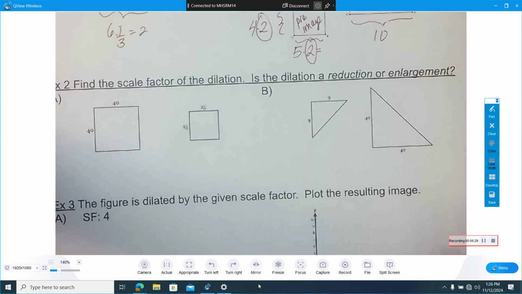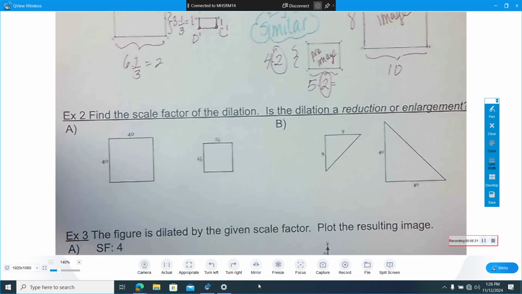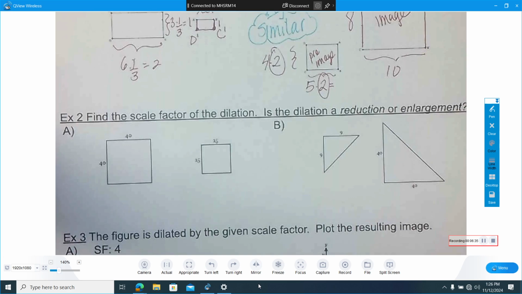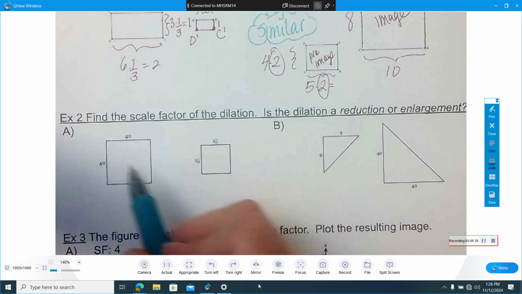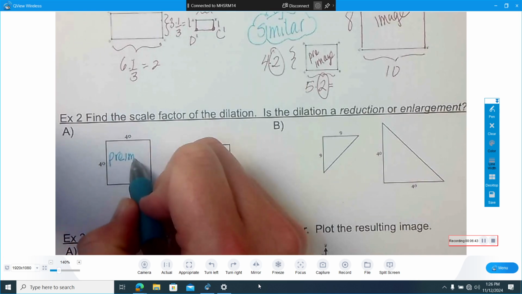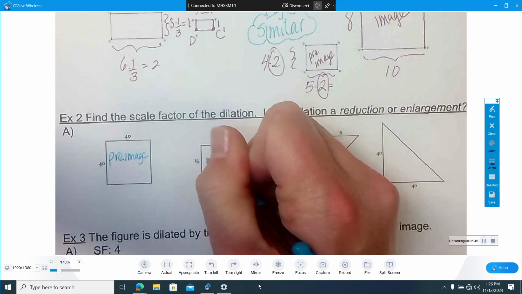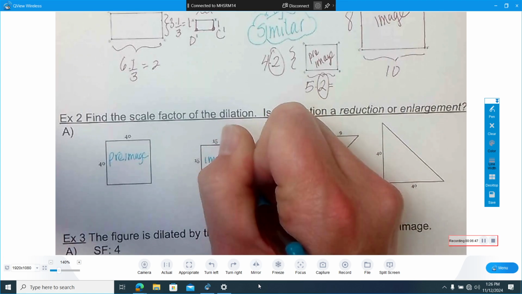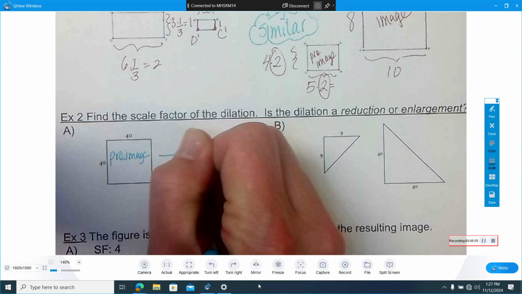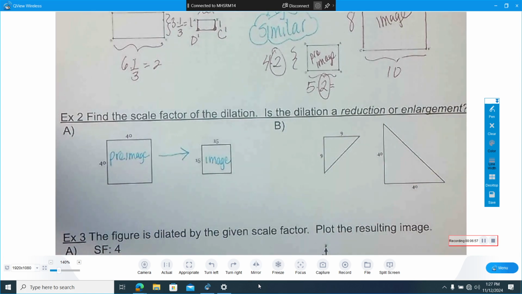All right, example 2. Find the scale factor of the dilation. Is the dilation a reduction or an enlargement? For this first one, this first figure is the pre-image, and the right side is the image. And they actually tell us that in the directions in Delta Math. So the first thing is the pre-image, and it becomes the thing to the right, which is the image.